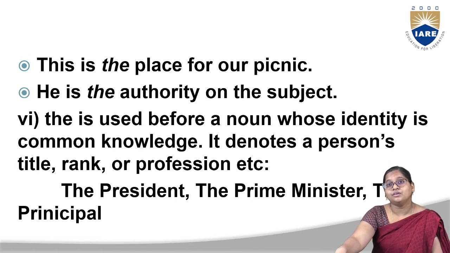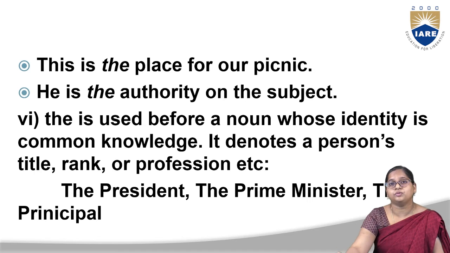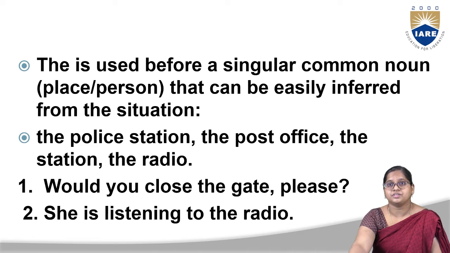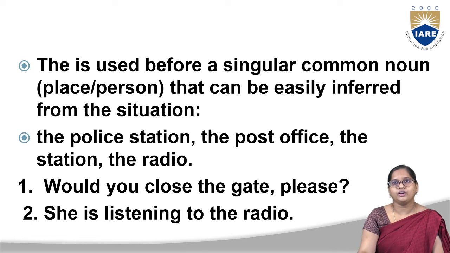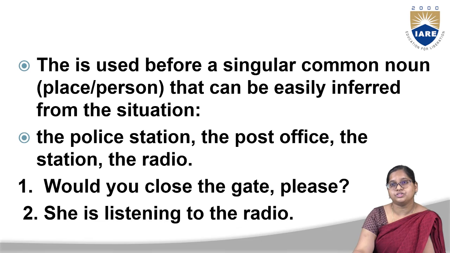So you can use the definite article when you're referring to common knowledge. And you have one prime minister, not many prime ministers. And that prime minister is common to all. So he is the prime minister. One president, and it is common knowledge, and you say the president. The is also used before common nouns, for example, referring to a place or person. The police station, the post office, the station. Okay, a common place, whatever you are referring to, the common knowledge. The police station, the post office, the radio.